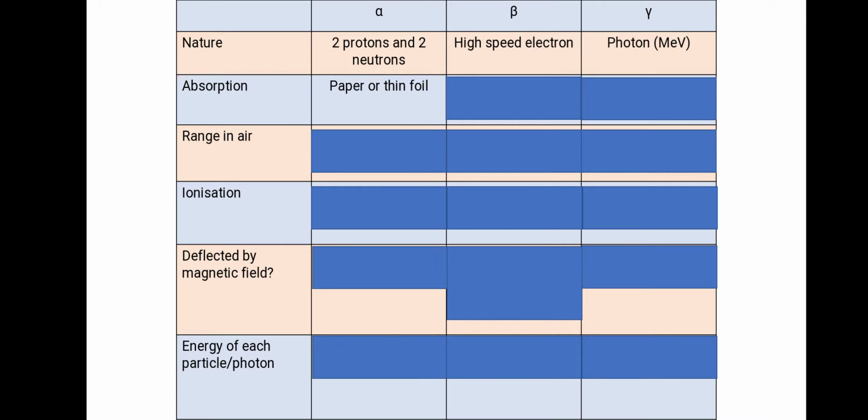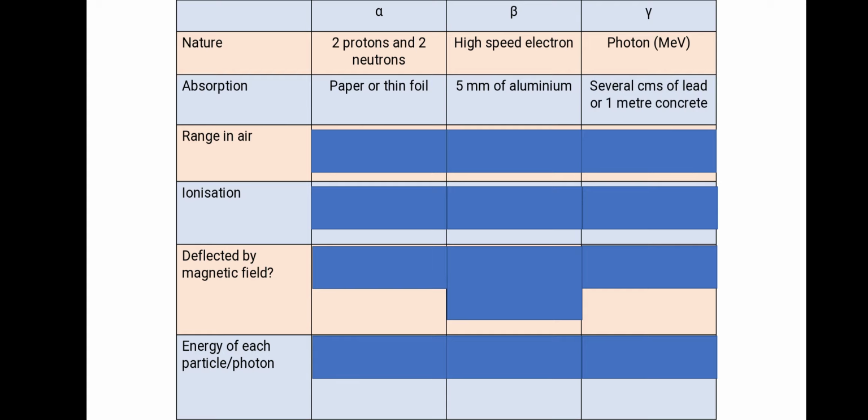Absorption: paper or thin foil for alpha. Beta, up to 5 millimeters of aluminium. And several centimeters of lead or 1 meter of concrete is sufficient to vastly reduce gamma radiation.